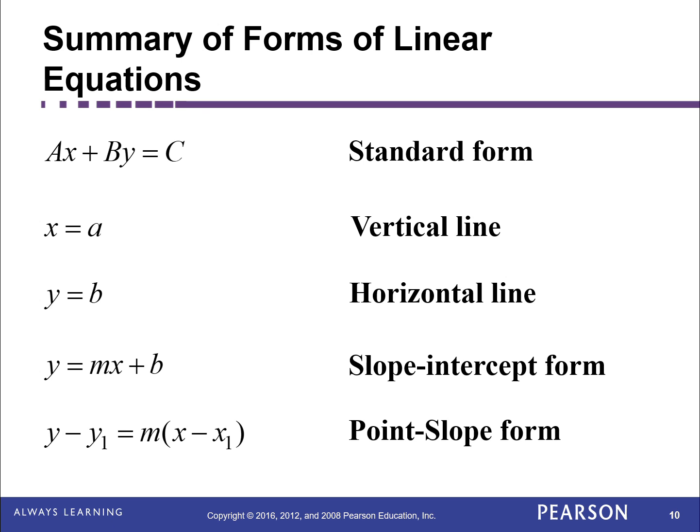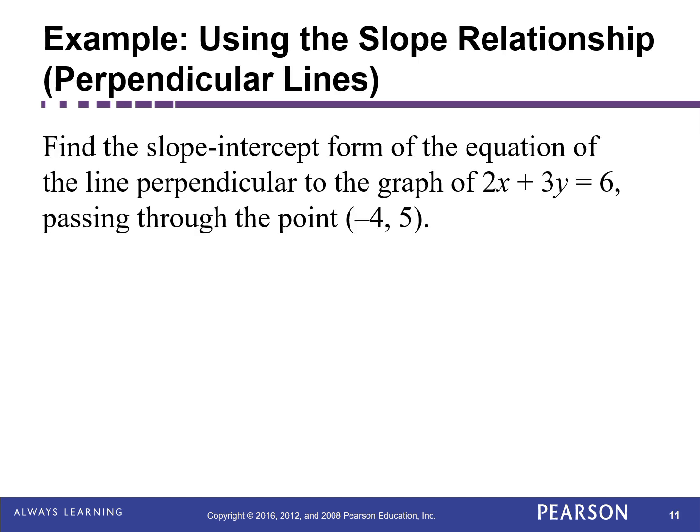So let's look at a summary of the forms of the linear equations here. Ax + By = C is your standard form. x = a is a vertical line. y = b is a horizontal line. y = mx + b is your slope-intercept form. y - y1 = m(x - x1) is your point-slope form. So we've got quite a few forms here to keep track of.